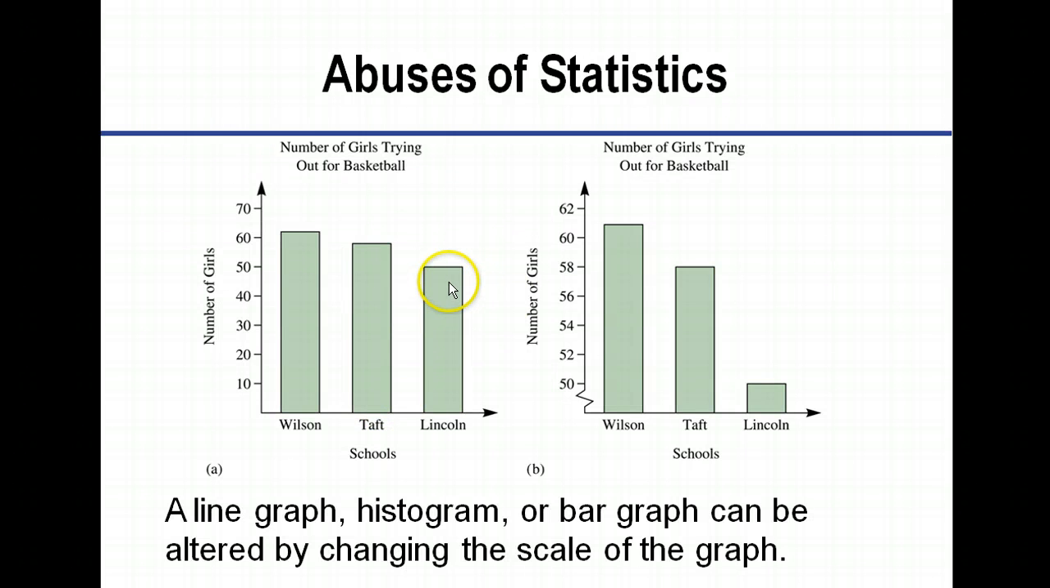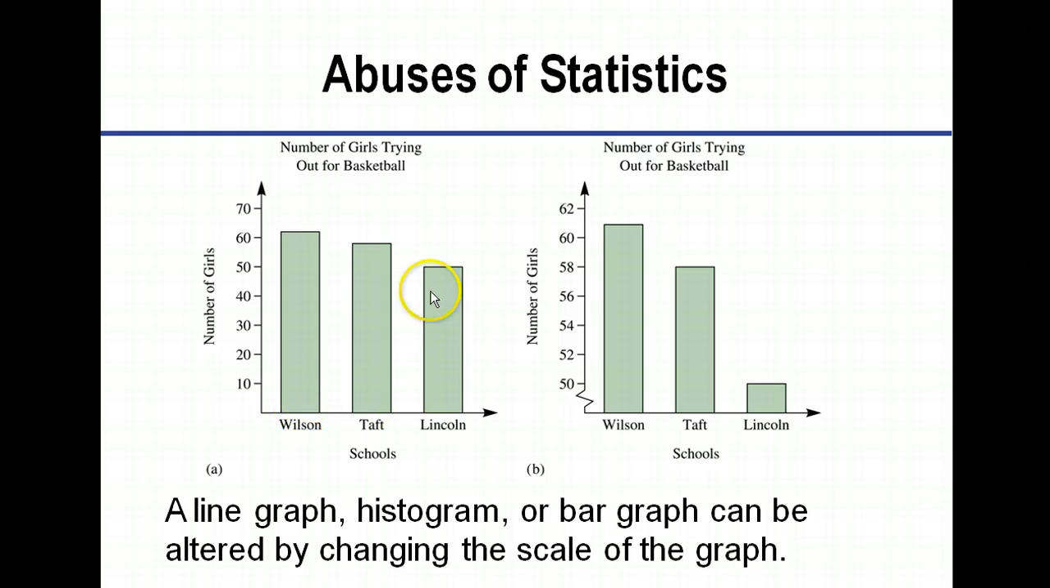So let's look at a couple of examples. Here we have a couple of graphs. Let's look at this left one first. So the title is here, number of girls trying out for basketball. The axes are labeled schools with number of girls. We have a scale clearly labeled, no break, so it assumes it starts at 0. We've got a bar graph here.